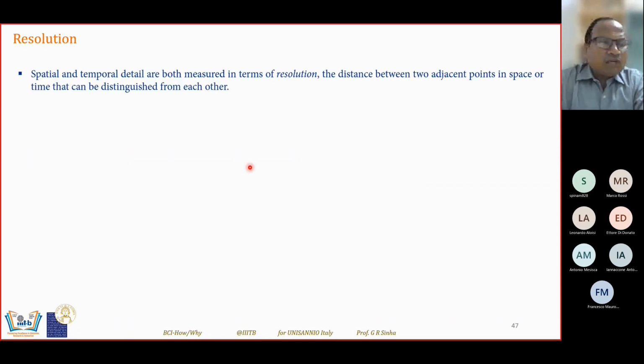Another term, I think we are coming to the end and we have another 4 or 5 minutes. Because we are talking about resolution, resolution is an important factor. As I have mentioned, in EEG the resolution is poor. Obviously, when you go for inserting the marker, resolution will be better. So spatial and temporal, both are measured in terms of resolution. It is the distance between two adjacent points in space or time that can be distinguished from each other.